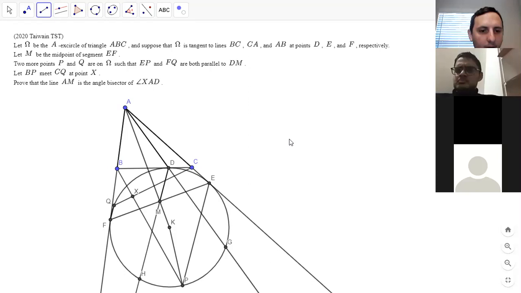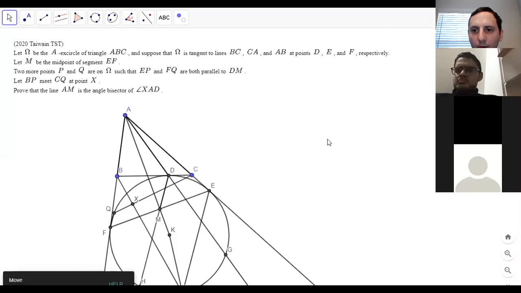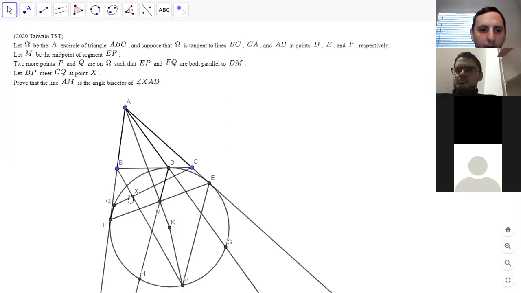I feel like I'd like to use the isogonal line lemma, but maybe we could do it with X and G, because the reflection of AD across AM should pass through X, or we want to prove it passes through X. We know it passes through H. Maybe X and G are isogonal conjugates with respect to triangle ABC. Can it be so? Let's see if they're isogonal conjugates.